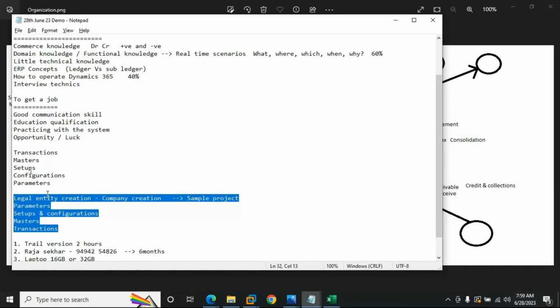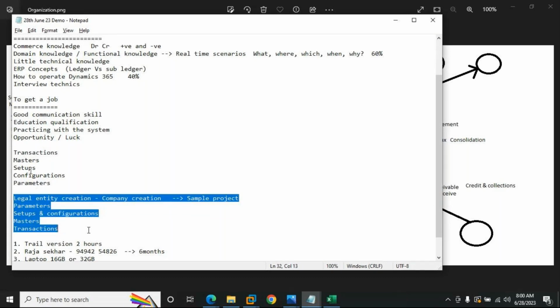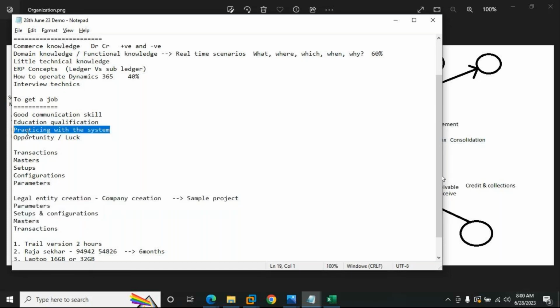Then there is the company creation process. I will teach you the company creation process only one time. It may take 15 or 20 days. You need to create a new company every day, then you will become stronger. That is the reason I told you that practicing with the system and looking at my video recording sessions, and practicing with the system, is most important.